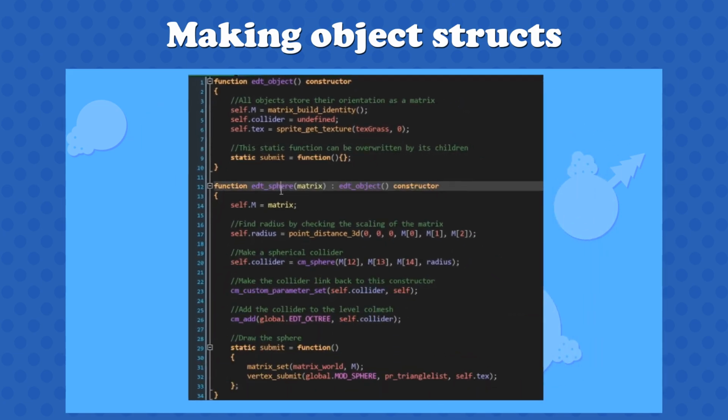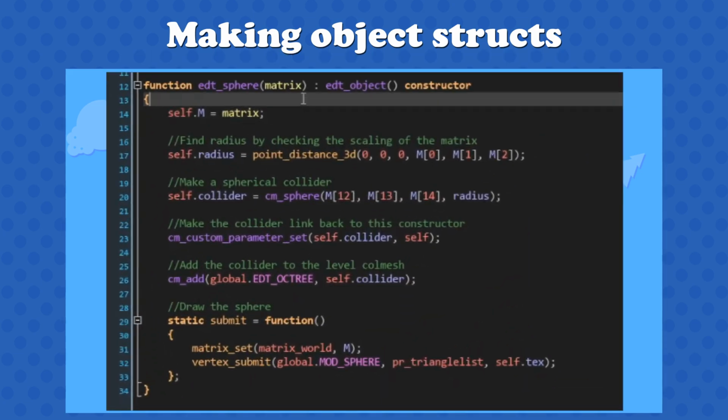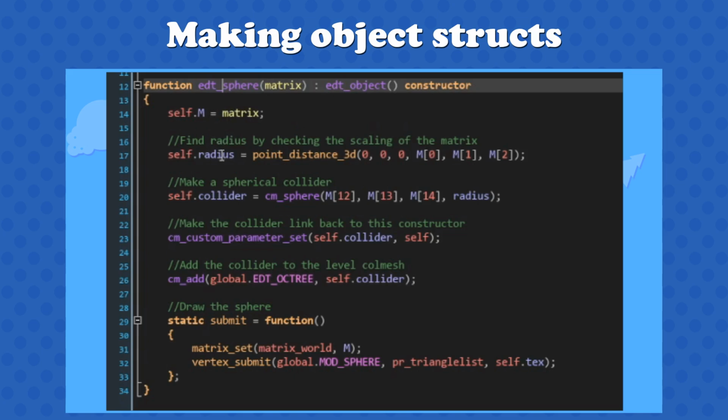So here is a child struct. This object is a sphere, so I also need to know its radius. Luckily, I can get that straight from the matrix by checking the length of one of the vectors, since a sphere must be scaled uniformly in all dimensions. Otherwise, it's no longer a sphere. Then I make it add itself to the ColMesh as a CM sphere that also links back to the struct that created it. This way the struct knows which collider belongs to it, and vice versa. This will be useful later.